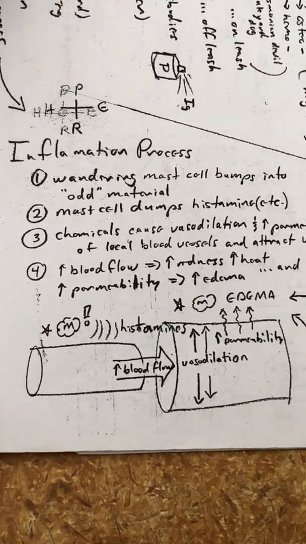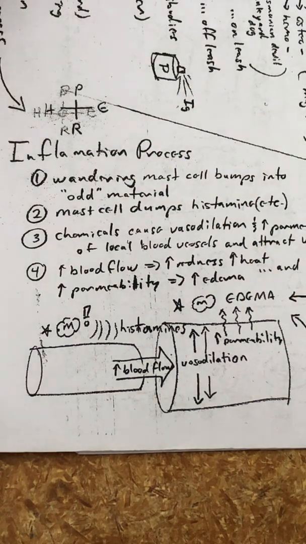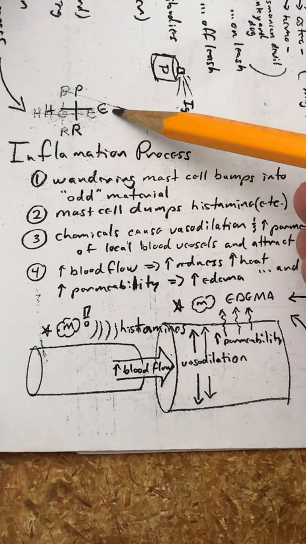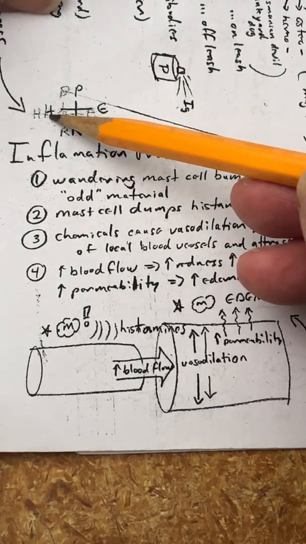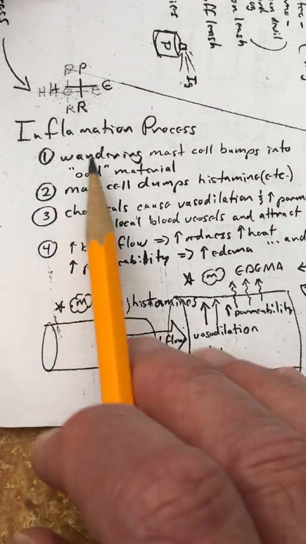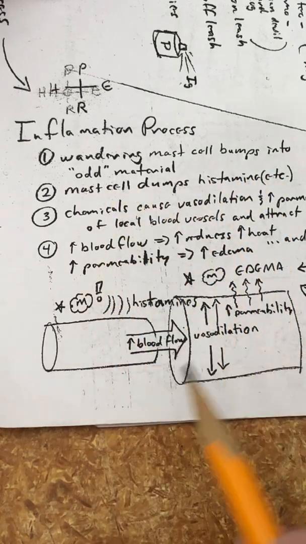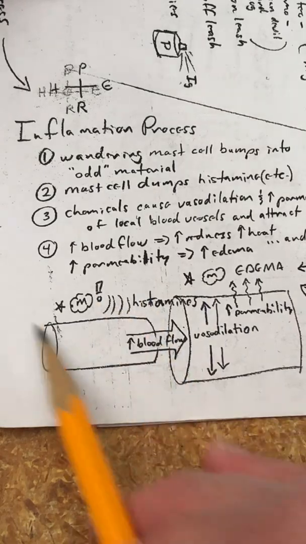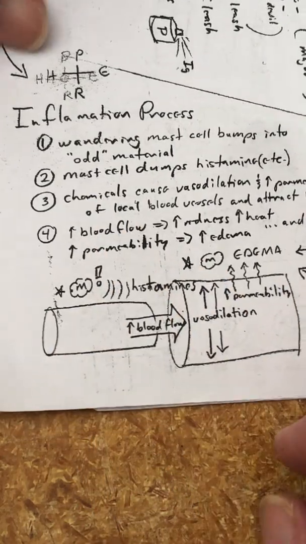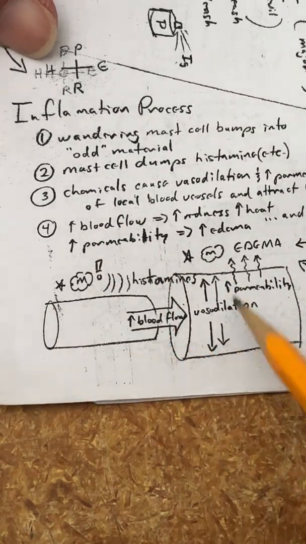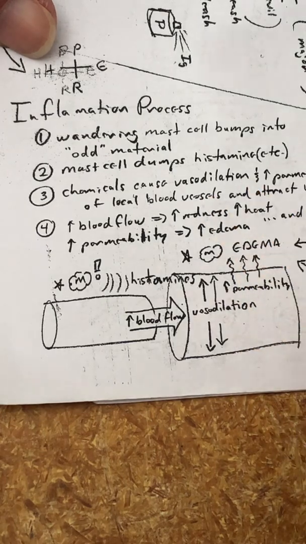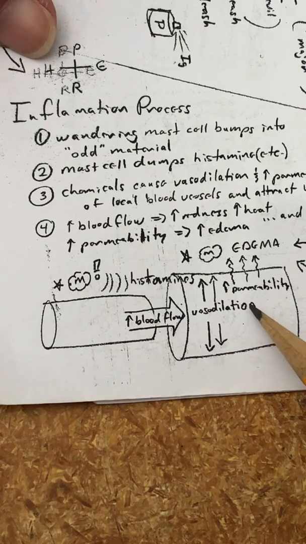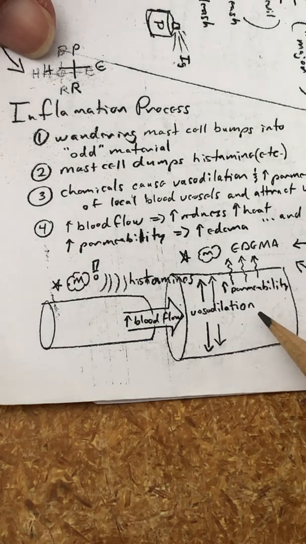Now, the general process right here is called inflammation. And with inflammation, we did say that there's 4 basic cardinal signs to it, and there is pain, edema, redness, and heat. Here's the quick story. When a wandering mast cell bumps into an odd material, it gets all excited because it's odd, and it dumps histamine into the neighborhood. The histamine and other chemicals can cause blood vessels in the region to vasodilate, get bigger. When they get bigger, more blood moves into the area, and so therefore there's more heat and there's more redness.